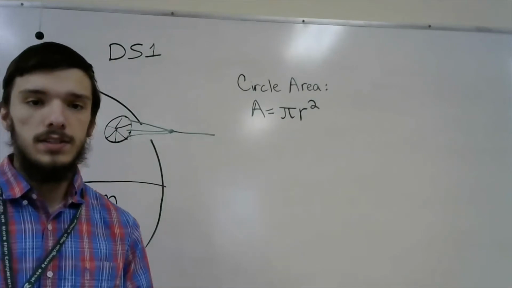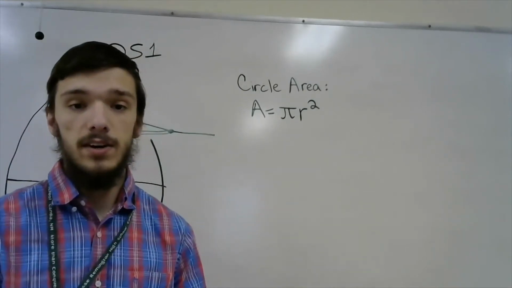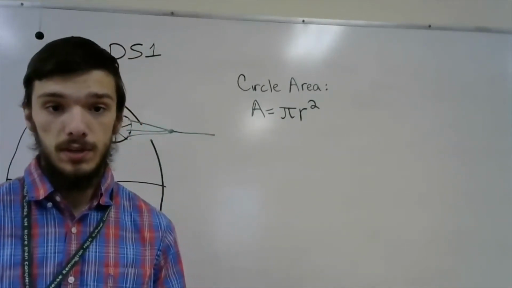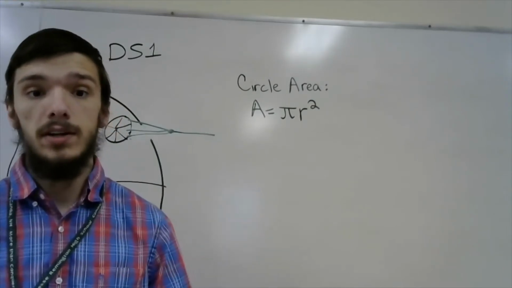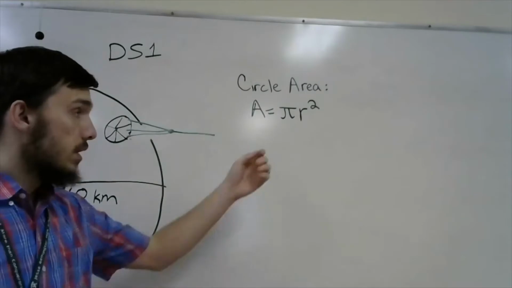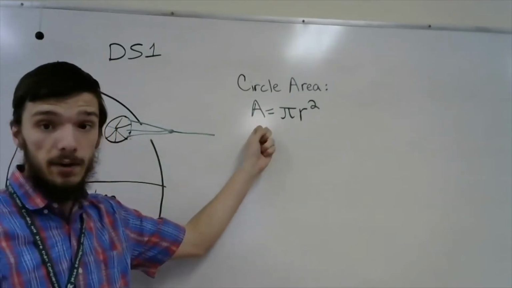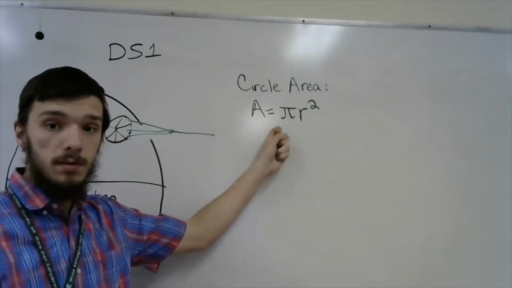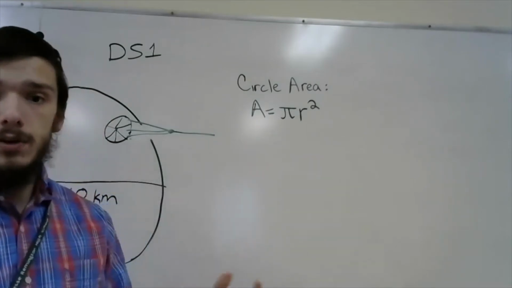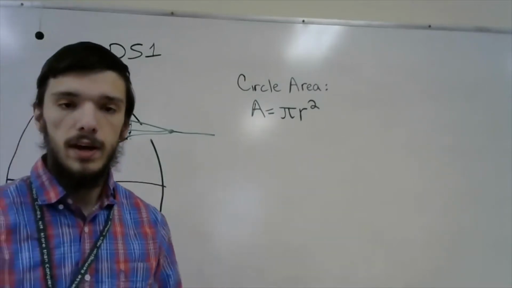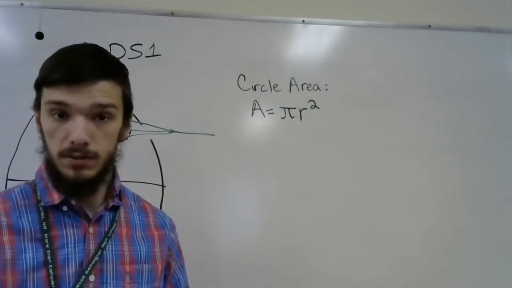To start off our discussion today on the area of circles, we're first going to review the formula for finding the area of a circle. And that's given by the formula area equals pi times radius squared. We all know that pi is about 3.14, and we know what the radius of the circle is.